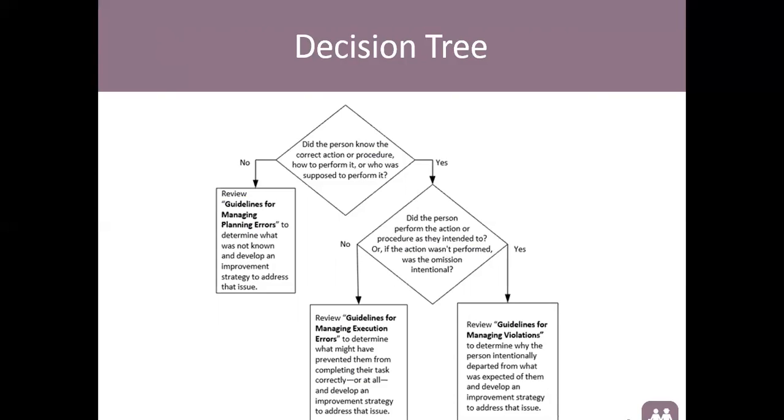If the answer is yes, there is an additional question of, did the person perform the action or procedure as they intended to? Or if the action wasn't performed, was the omission intentional? If the answer is no, then you are guided towards the guidelines for managing execution errors to determine what might have prevented them from completing their task correctly or at all, and develop an improvement strategy to address that issue. And if the answer is yes, you are guided towards guidelines for managing violations to determine why the person intentionally departed from what was expected of them, and develop an improvement strategy to address that issue.